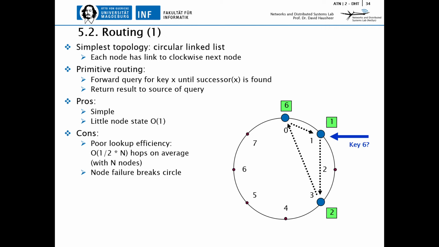Here's an example of how that simple routing algorithm can work. If we look for a key with ID 6 and we start with that query at node 1, then node 1 would forward that to node 3, and then node 3 would forward that to node 0, which can then provide the answer for that particular query, namely node 0, which is responsible for that item.